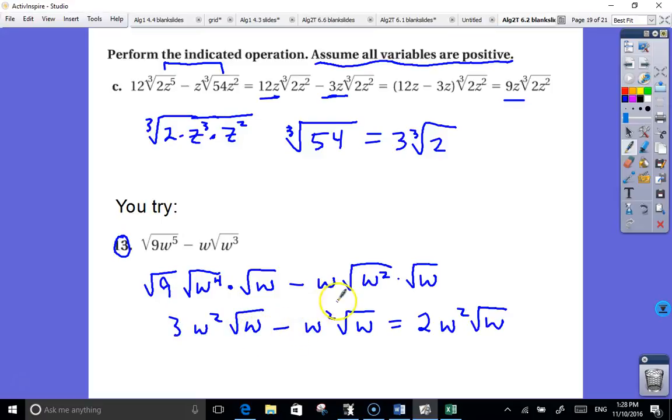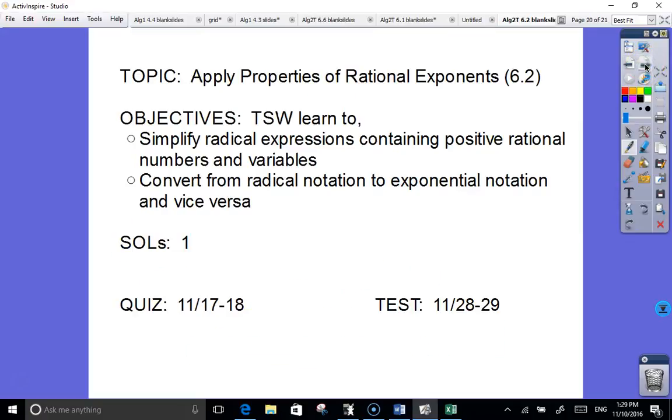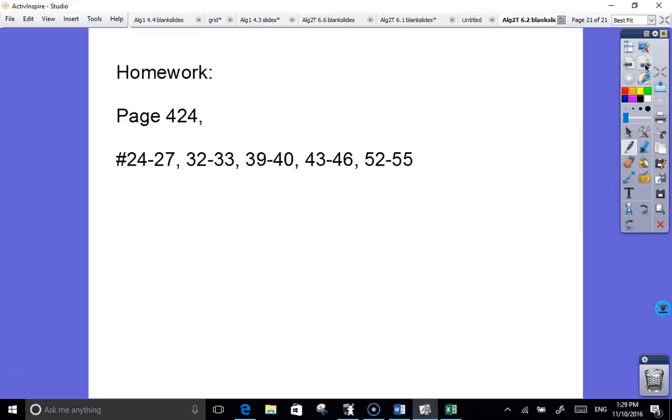On the second one, there was already one w on the outside. When you split that w to the third into w squared times w, you got the second w. So there's w squared times the square root of w. Now subtract. What's 3w squared times the square root of w minus 1w squared times the square root of w? 2w squared times the square root of w. That's it. So there you go.